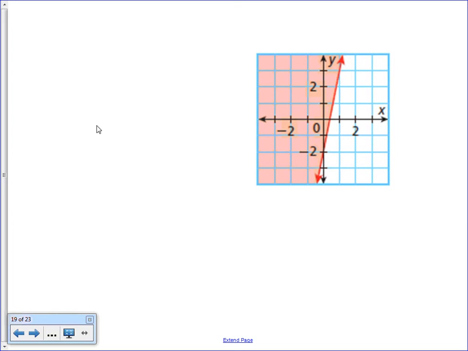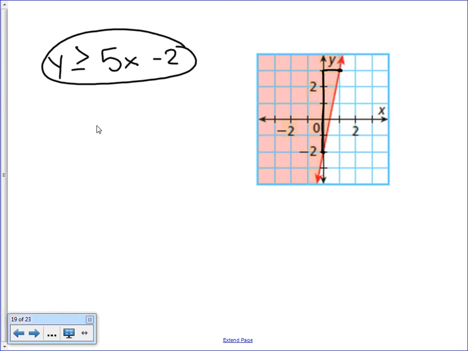Okay, this one here, again, we start with a y. I have a solid line and it's shaded above, so that's a greater than or equal to. And I have a y-intercept of negative 2. So the negative 2 is going to go on the end. And let's find slope. So we have another point here, so we're going to go up 1, 2, 3, 4, 5, and over 1. So 5 over 1, or just a 5x. So there is my inequality.